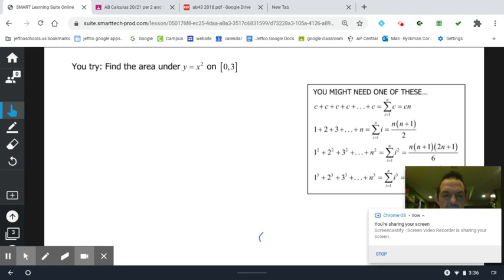So I'm on the second page of the notes on set 43, and we're going to do a little more practice of infinite rectangles, okay? So here we go.